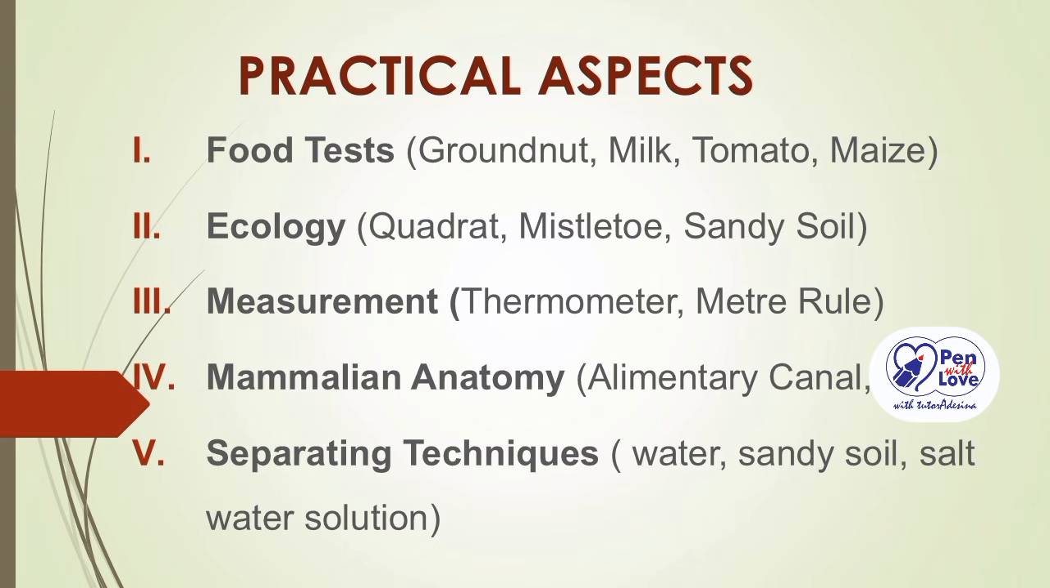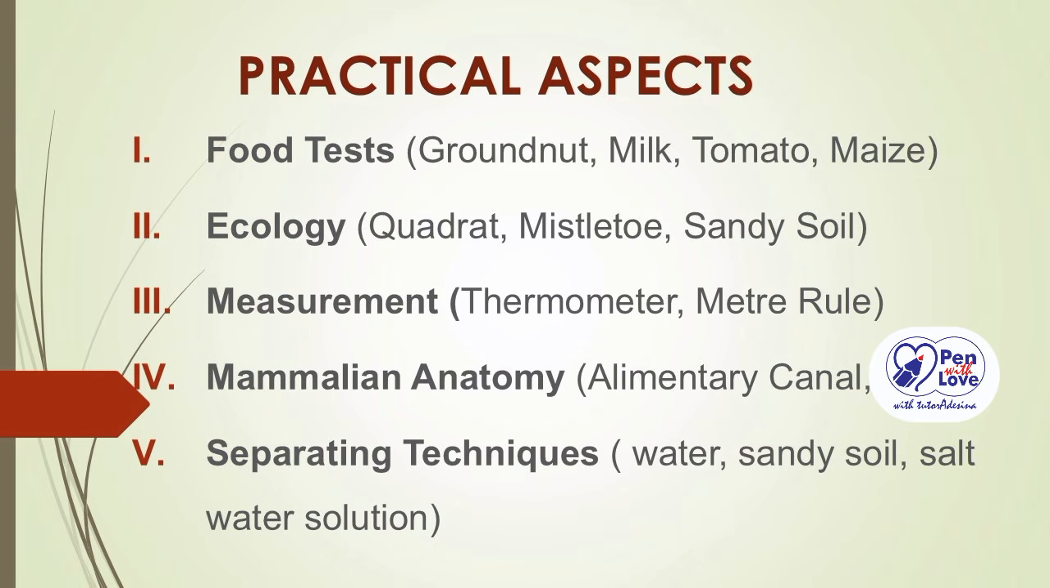Also, we can look into ecology, and I could have put this together with measuration, but I just separated them: ecology and measuration. Now, under ecology, we have the quadrat, we have the mistletoe, the parasitism, that is the parasitic plants. Then we also have the sandy soil, and when you look at those things, there are questions likely to come out under ecology. Another thing is the measuration. The thermometer and the meter rule are used for measuration. We are going to talk about that too.